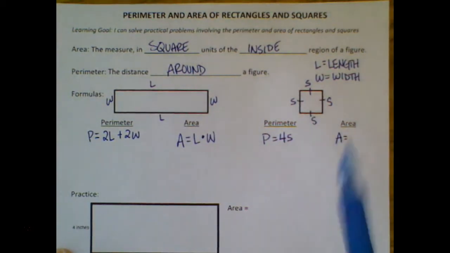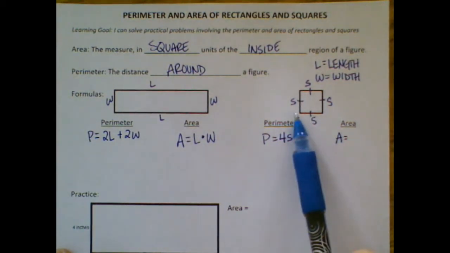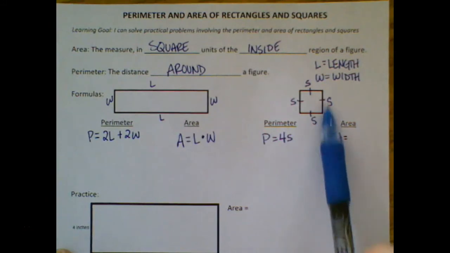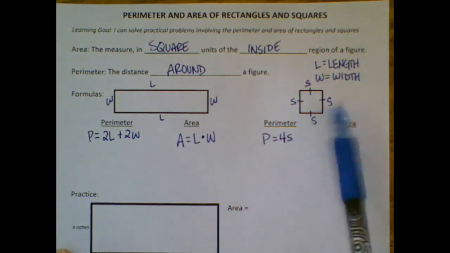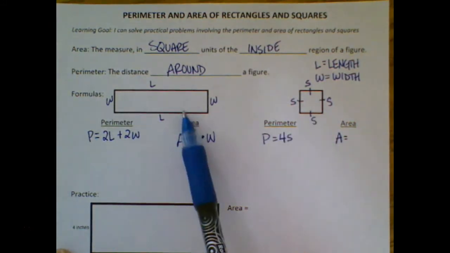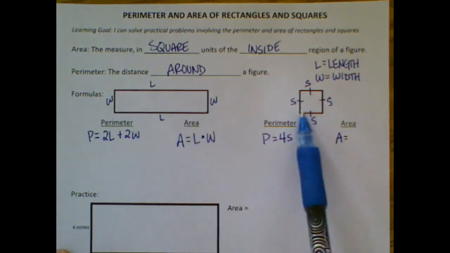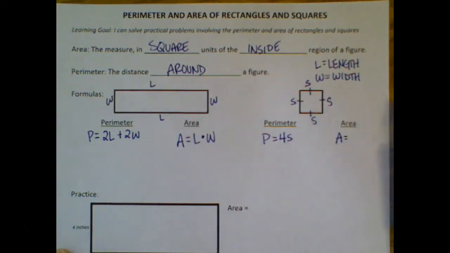Area, you're always going to measure one of your measurements, going one direction by the other direction, and you're going to multiply those together. So here it was length times width, so we're going to do the same thing here, this side times this side. That gives you side times side, but I don't want to keep writing out the same thing times the same thing.